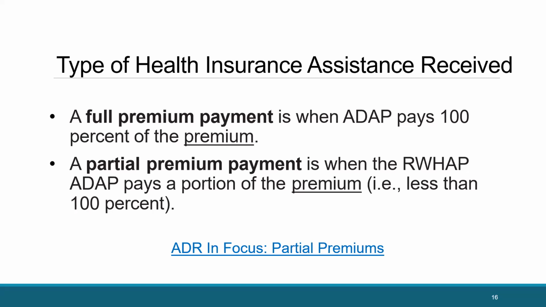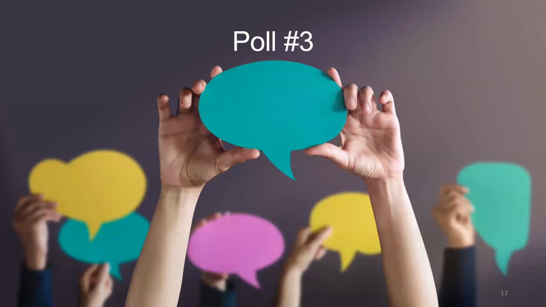Let's do another poll to see if I've clarified things. All right, so I'm launching this third poll. Your ADAP pays premiums for clients. Which of the following would be reported as partial premiums? And for this, you can also select multiple.